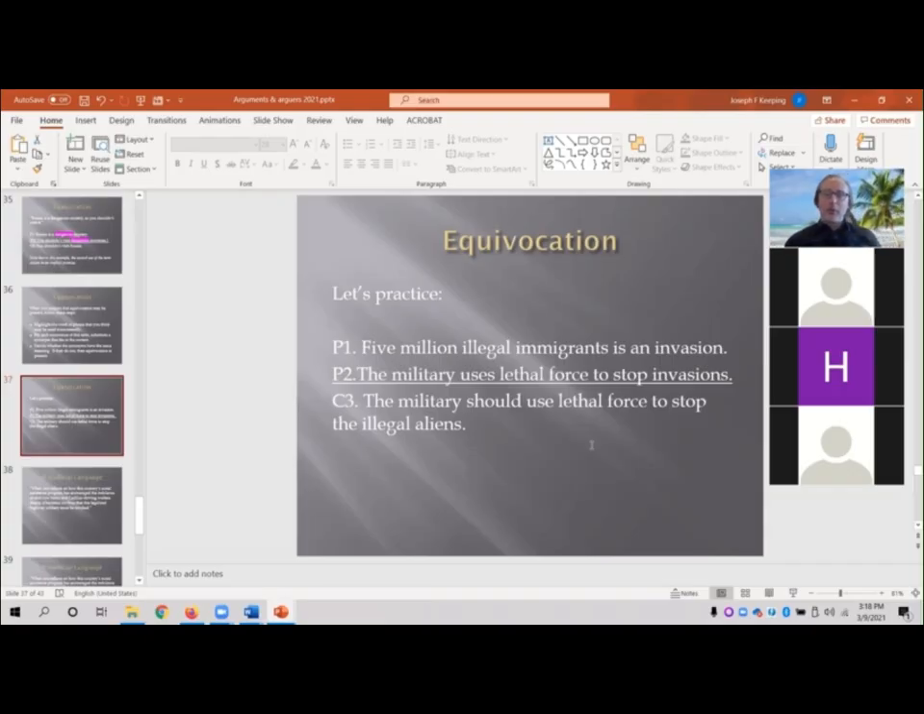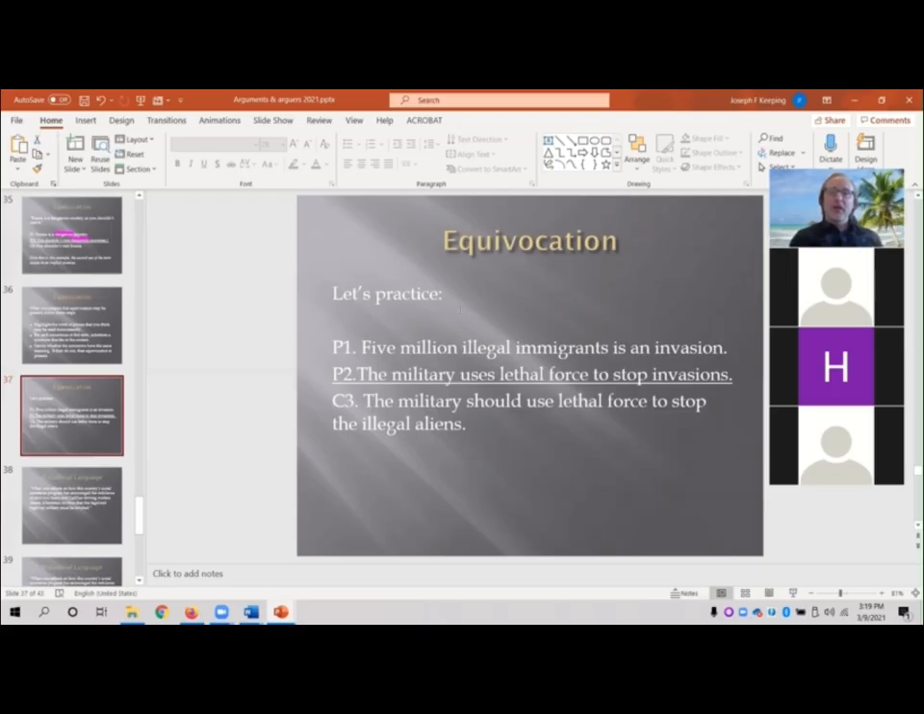5 million illegal immigrants is an invasion. The military uses lethal force to stop invasions. Conclusion: the military should use lethal force to stop the illegal aliens. So as you can see, on the face of it, the conclusion appears to follow from the premises. The military uses lethal force to stop invasions. This thing is an invasion. Therefore, the military should use lethal force to stop it. It seems to make sense, but on the other hand, it feels wrong.